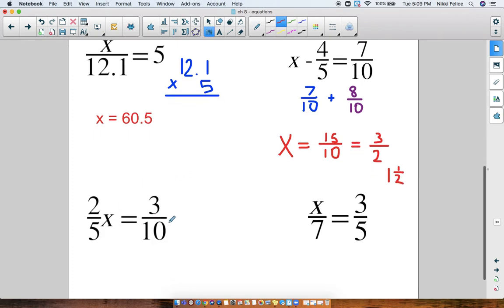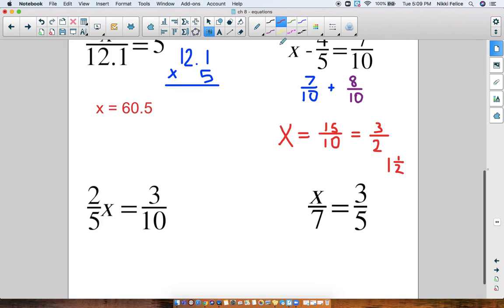All right, down here, these are the tricky ones that you all love. We have 2/5 times x equals 3/10. Well, this is multiplication. So what are we going to do? We're going to divide. We're going to go backwards. 3/10 divided by 2/5 to figure out what x is. So let's write that down. 3/10 divided by 2/5.